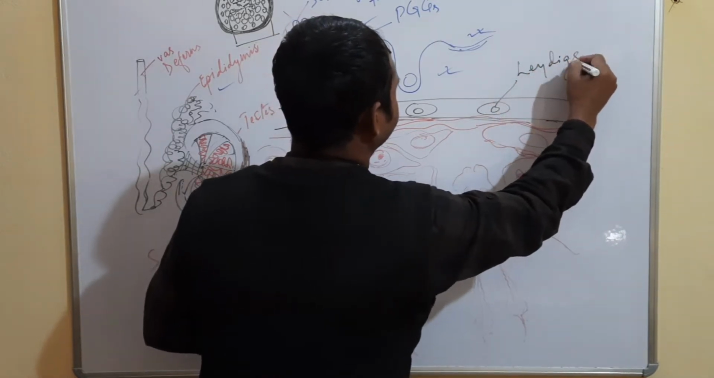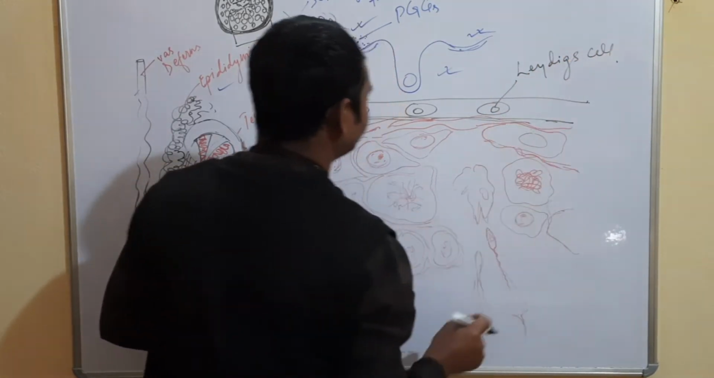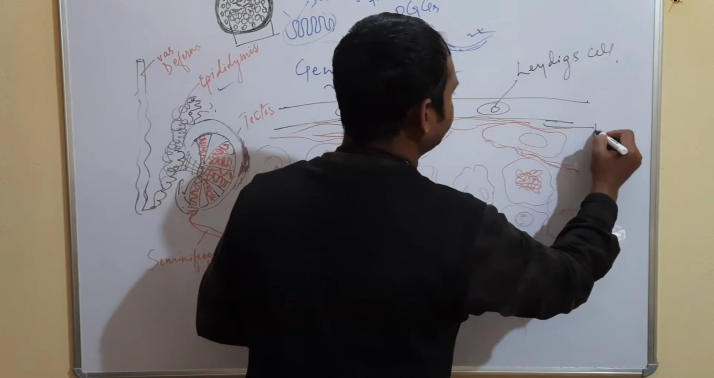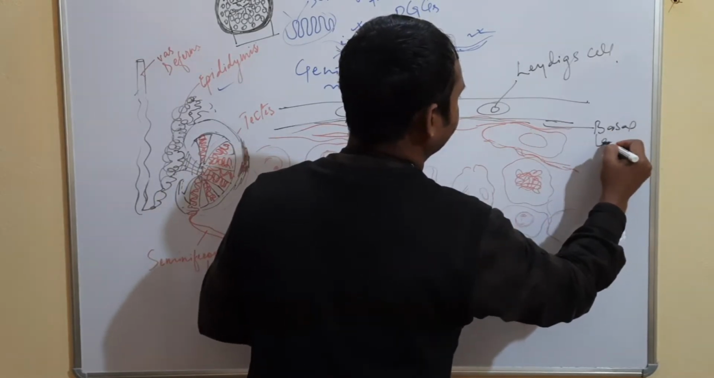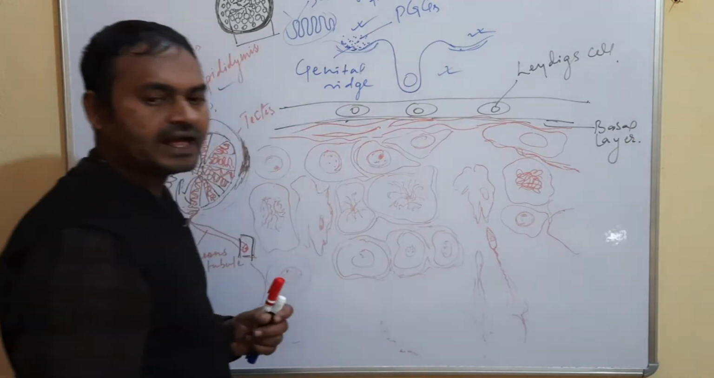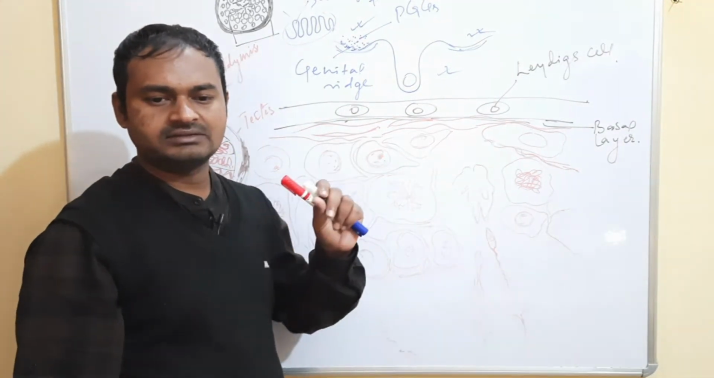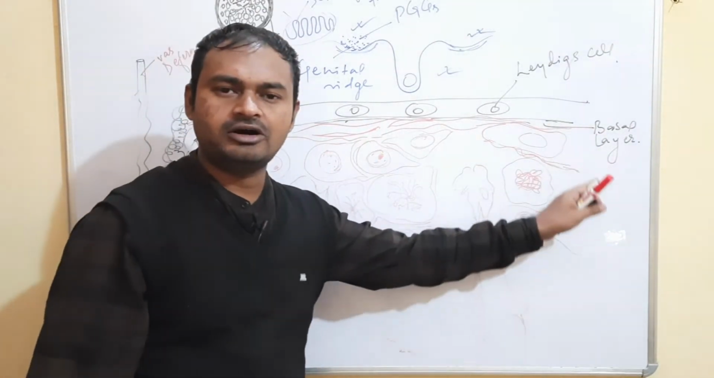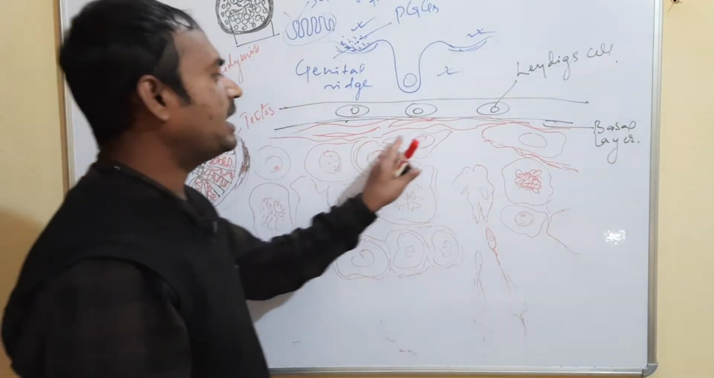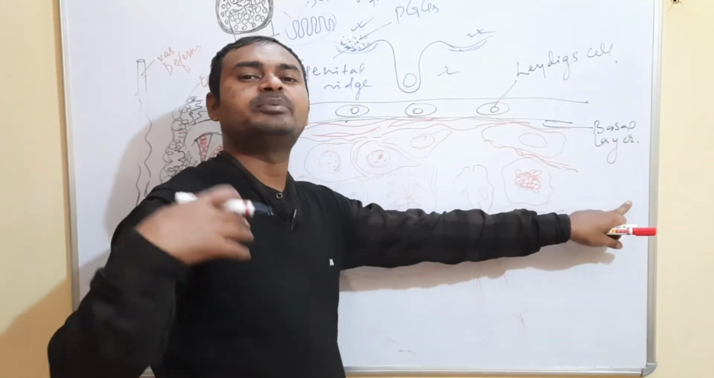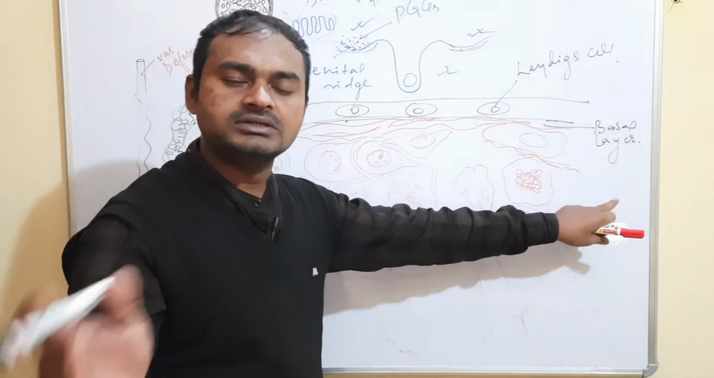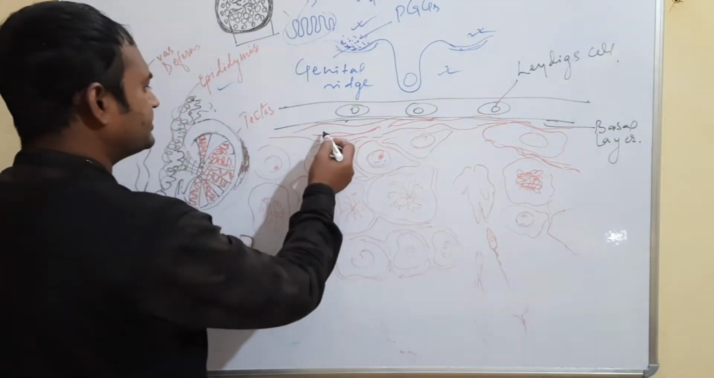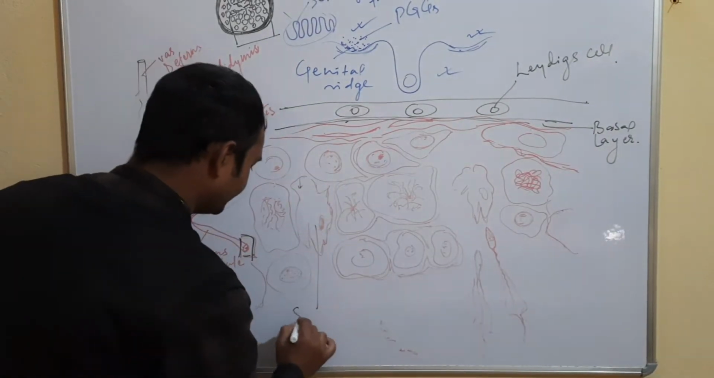Leydig cells. And this is what we call the basal layer. This is the epithelial basal layer of a seminiferous tubule. The epithelia of the basal layer differentiate to form what? The Sertoli cells. So this basal layer differentiates to form these Sertoli cells.